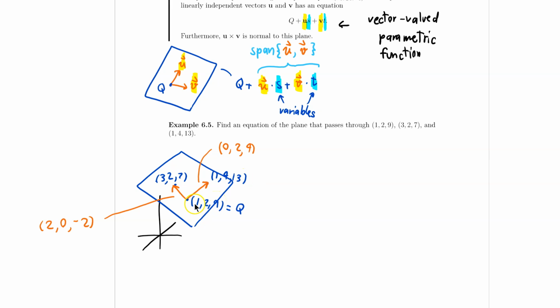So now I have the blue point, which is here, and I have the two orange vectors. So I can already write the equation for my plane. It is going to be just 1, 2, 9 plus the first vector, which is 2, 0, negative 2, times something, so let me call it s, plus the other orange vector, which is 0, 2, 4, times another variable t. So now here is already my equation for this plane.